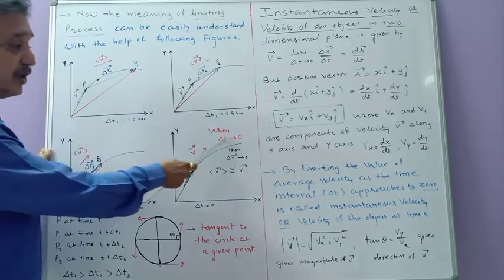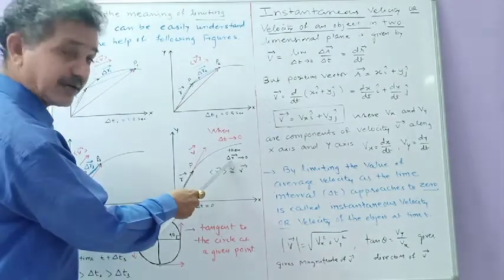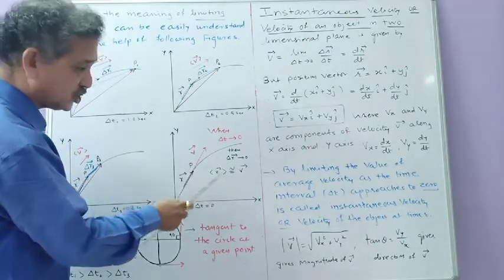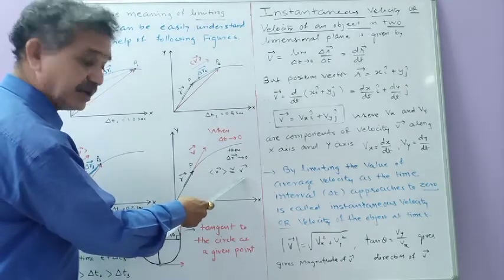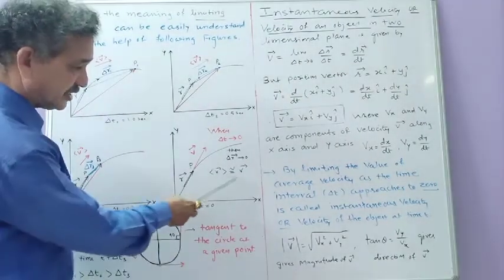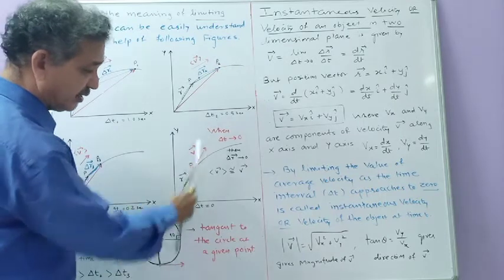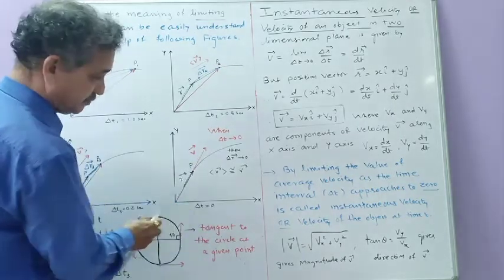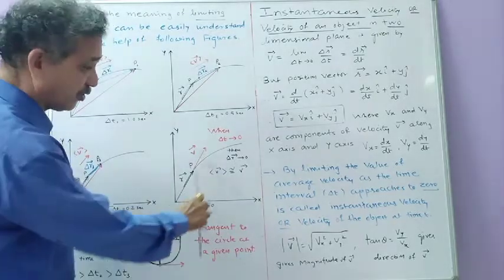But here the time interval Δt tends to 0. That's why in this case the displacement vector tends to 0, and in this situation the average velocity becomes nearly equal to the instantaneous velocity. And you can see in which direction this instantaneous velocity is. You may find it is along a tangent drawn to the curved path.